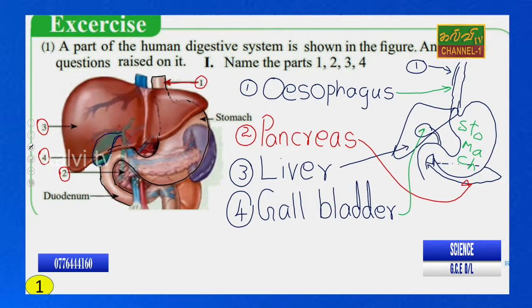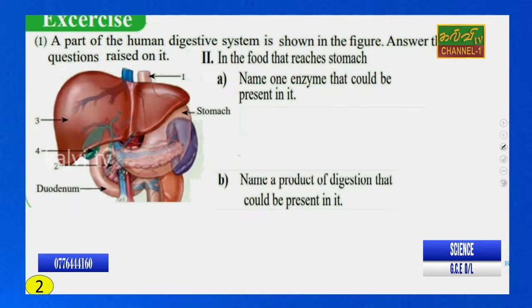So students must be aware of the parts of the digestion system. A part of the human digestive system is shown in the figure. Answer the question raised. In the food that reaches the stomach, name one enzyme that could be present in it. When we see the question, we think it is focused on the stomach.